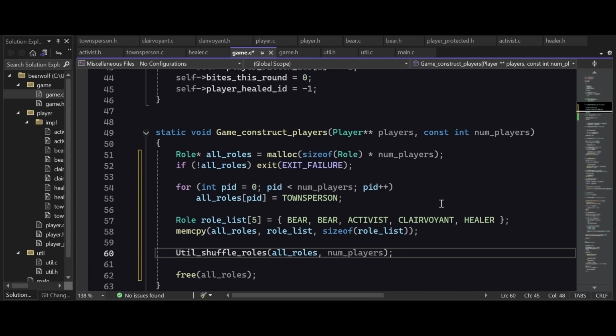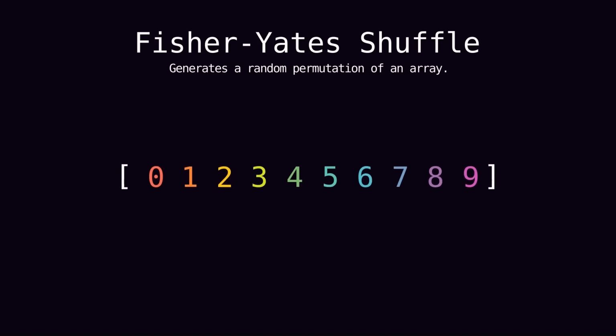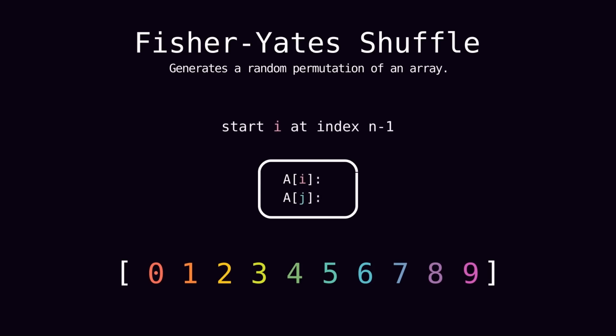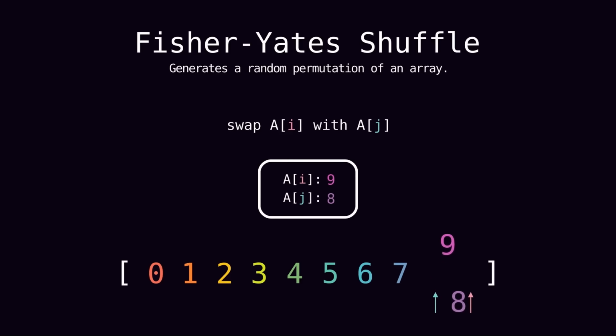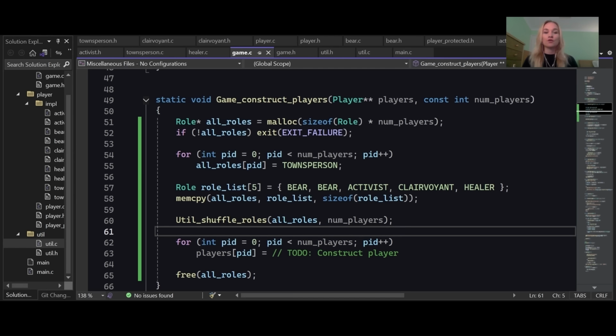We can shuffle these roles using the Fisher-Yates shuffle algorithm. I made a short on this. This algorithm generates a random permutation of the roles by looping through the roles array backwards and picking a random element to swap the current element with. It runs in linear big O of n time, and each permutation is equally likely. The roles are shuffled. We need to now loop through them and construct the corresponding subtype with that role and drop that into the players array.